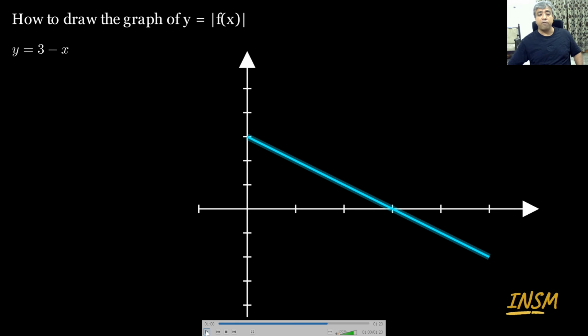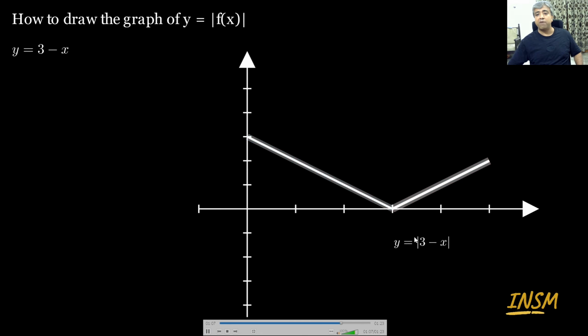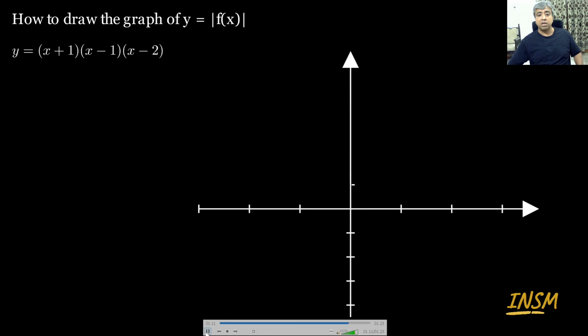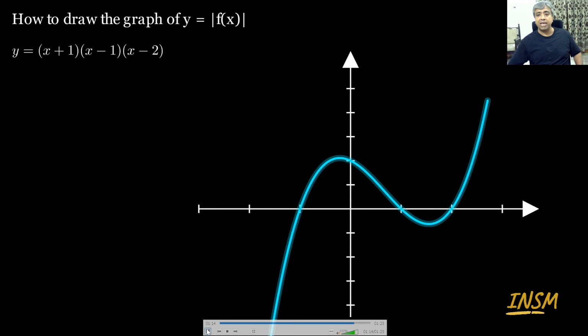See, the graph of y equal to 3 minus x comes like this. Now, to draw the graph of mod of 3 minus x, we just take the portion below x-axis and flip it above x-axis and we get the graph of y equal to mod 3 minus x. Now we will see a cubic. For the graph of y equal to x plus 1 into x minus 1 into x minus 2, its roots will be minus 1, 1 and 2. So its graph should come something like this.